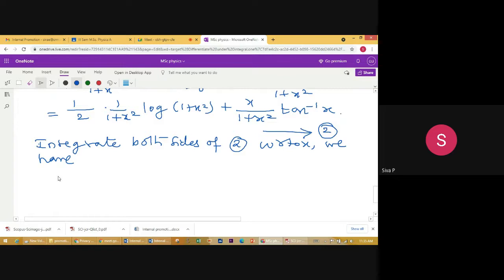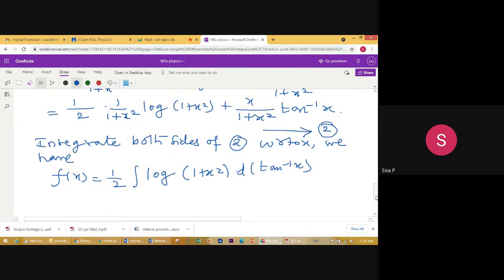What is f of x? f of x is equal to 1 by 2 integral of log of 1 plus x square into the differentiation of tan inverse of x, plus the second term, into differentiation of tan inverse of x. The 1 by 2 we take outside.